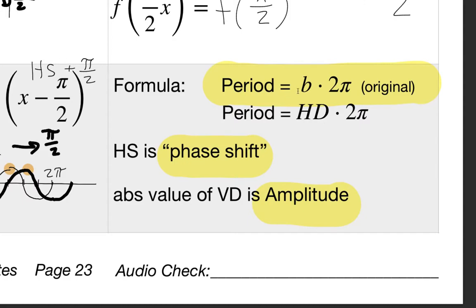Period is going to be, here's a formula for the period. Period is equal to the horizontal dilation times 2 pi. It's the b value. So if you want to know what the period is, here are two different things, and if you know either one of them, you can get the other. Like if you know the b value, you can get the period. If you know the period, you can get the b value by putting them into this formula.